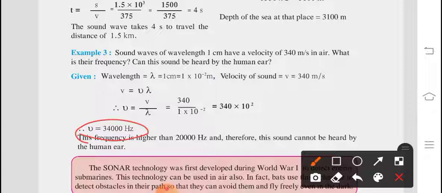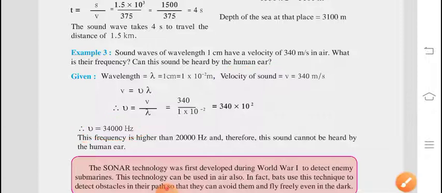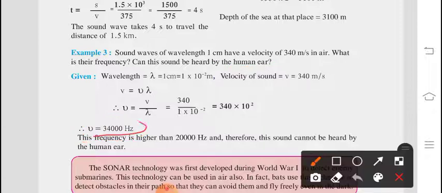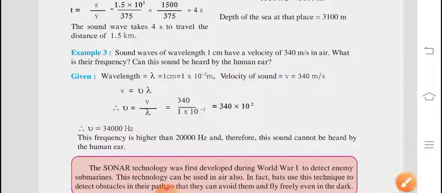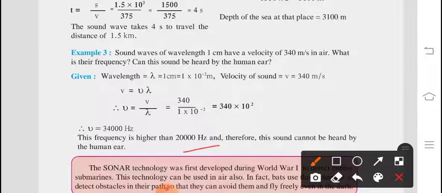Now what is the question? Can this sound be heard by the human ear? So the human ear can hear frequencies up to 20,000 hertz. The frequency we are getting is higher than 20,000 hertz. Because it is higher than 20,000 hertz, this sound cannot be heard by the human ear, because the human ear frequency range is 20 hertz to 20,000 hertz, but this frequency is more than that. That is why the human ear can't hear the sound.